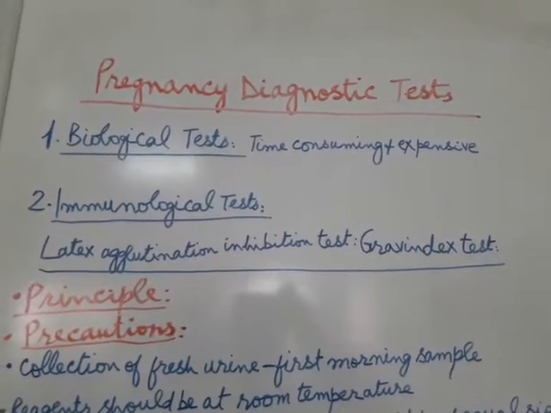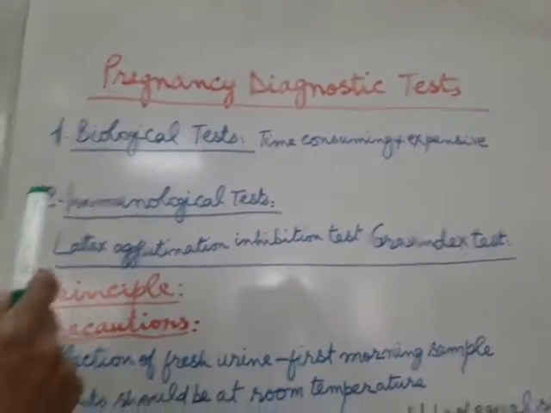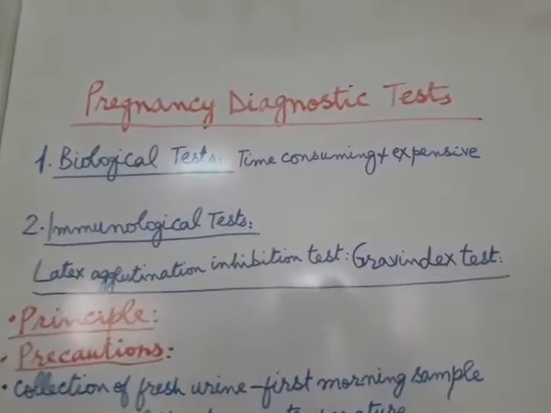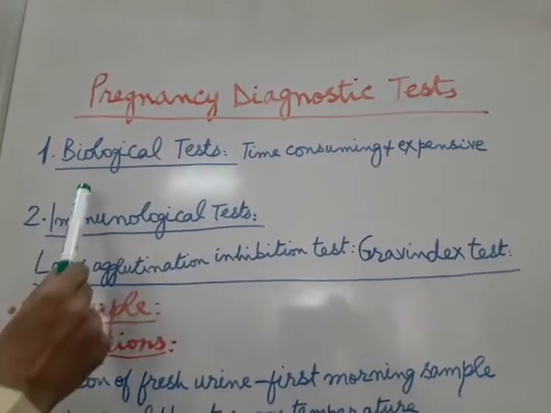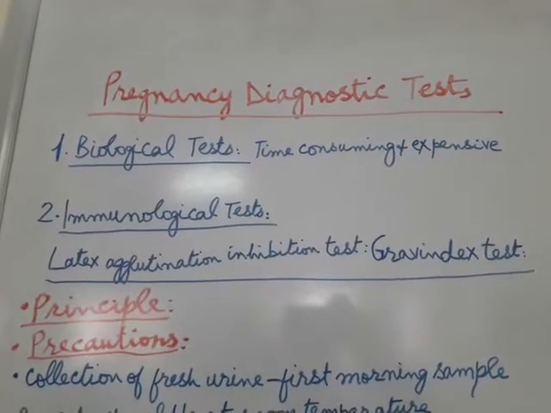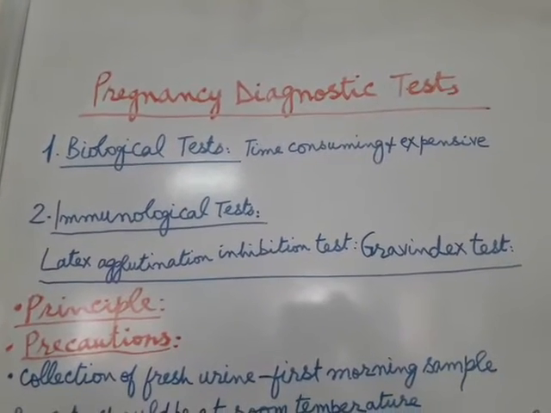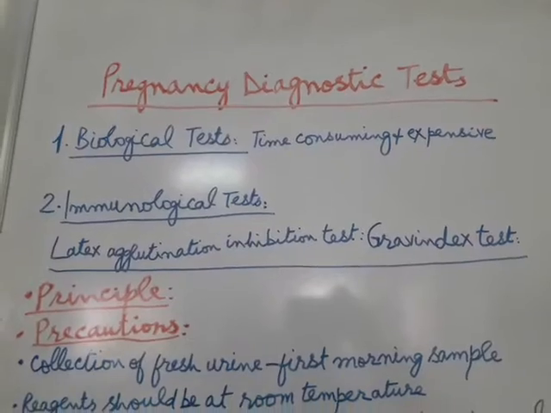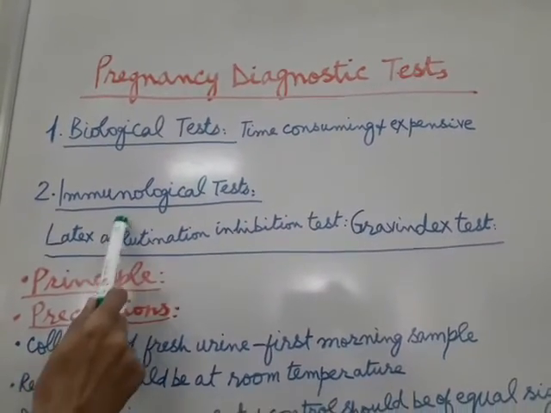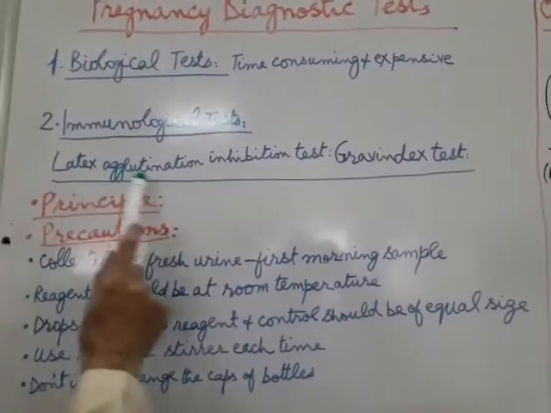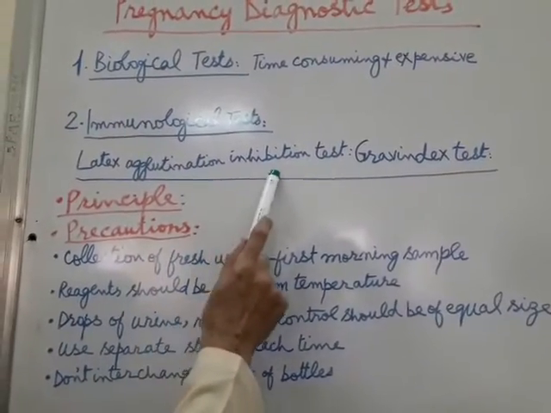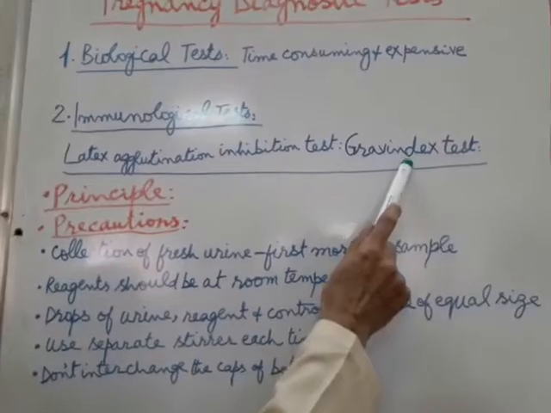Bismillahirrahmanirrahim. The practical for today is the pregnancy diagnostic test. There are two categories: biological tests, but we will not perform these because they are time consuming and expensive. The second category is immunological tests, and we will be performing the latex agglutination inhibition test, or Gravindex test.